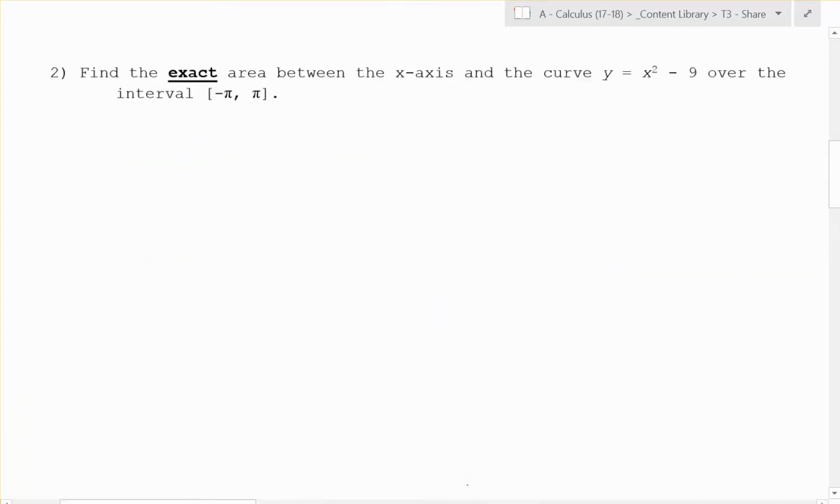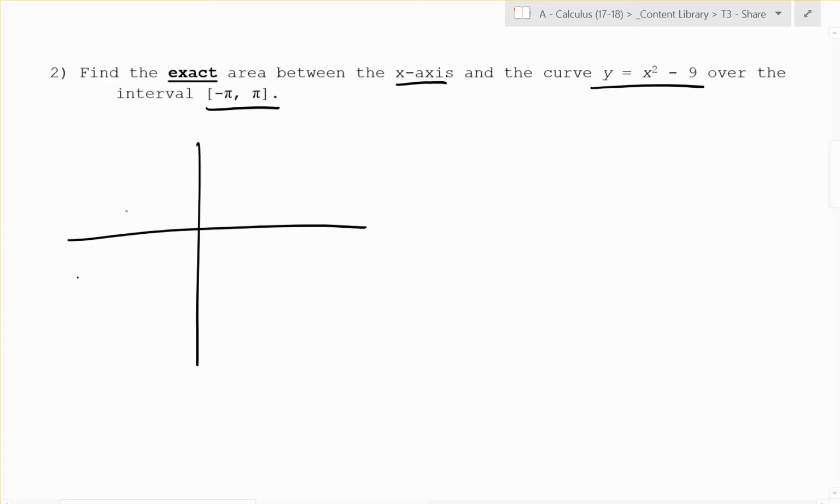So let's find the exact area between the x-axis and that curve over the interval negative pi to pi. So let's do this exactly. So pi will be in our answer. What does this look like when you graph it? X squared minus 9, it's going to go down, it crosses here. It's going to be negative 9 right there, and here's the x-axis.